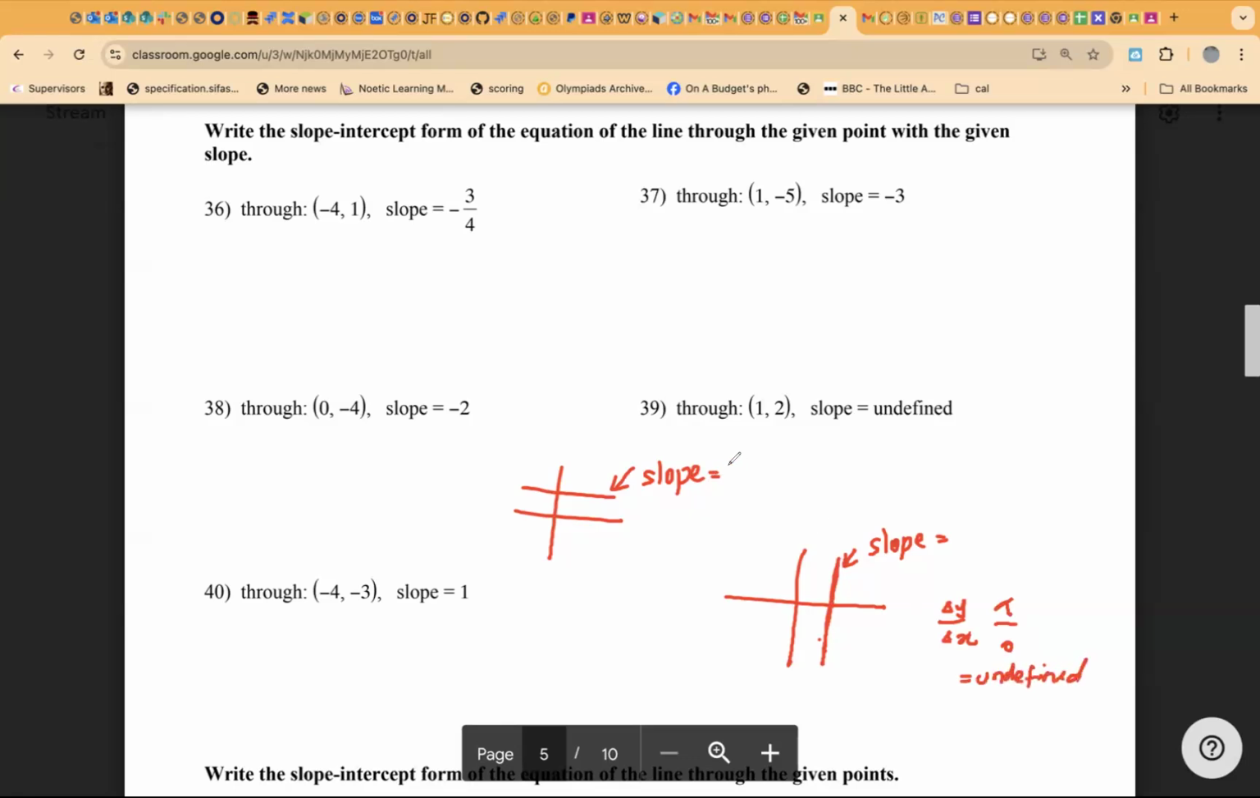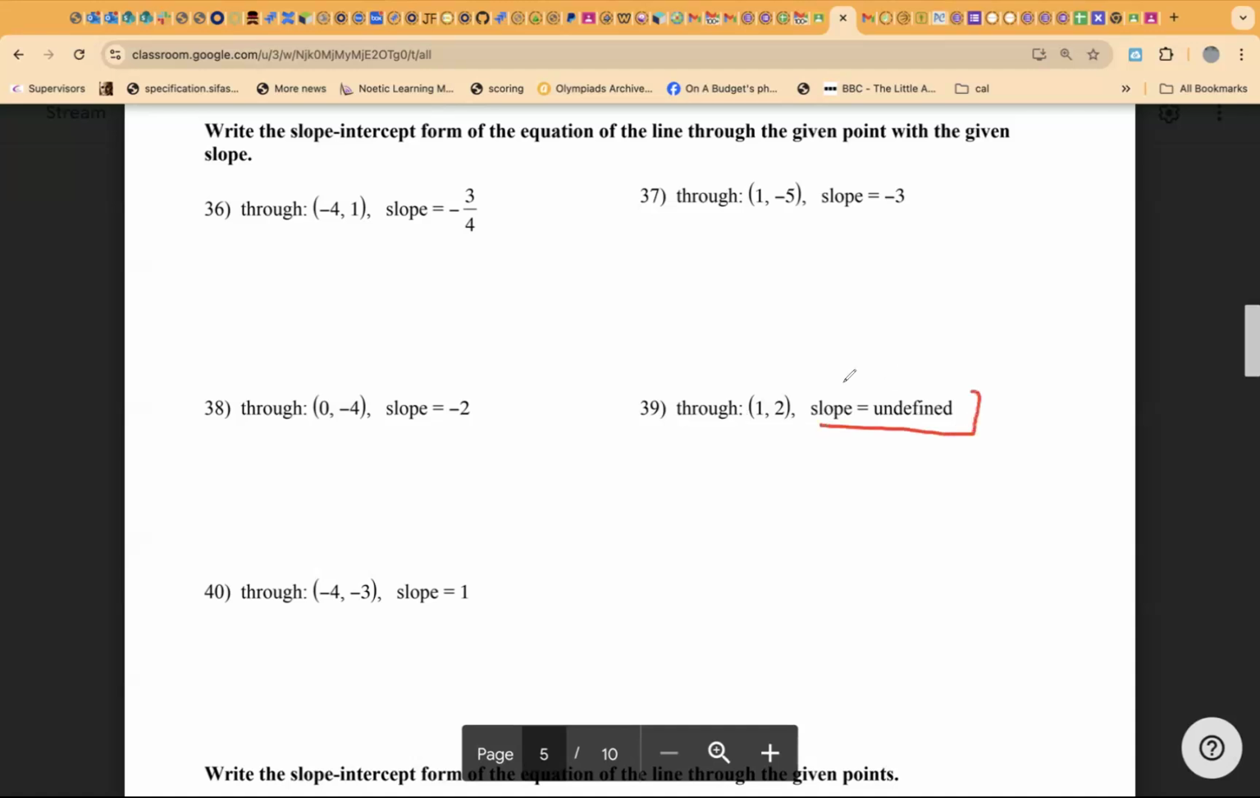Whereas slope of this is 0 because rise by run. There is no rise here. 0 by some number is a nice operation which is valid. The other operation itself is not valid because it's division by 0. So here the slope is 0, here the slope is undefined. Now let's move on. If the slope is undefined, it's going to be a vertical line. How do I write this equation? Who knows?